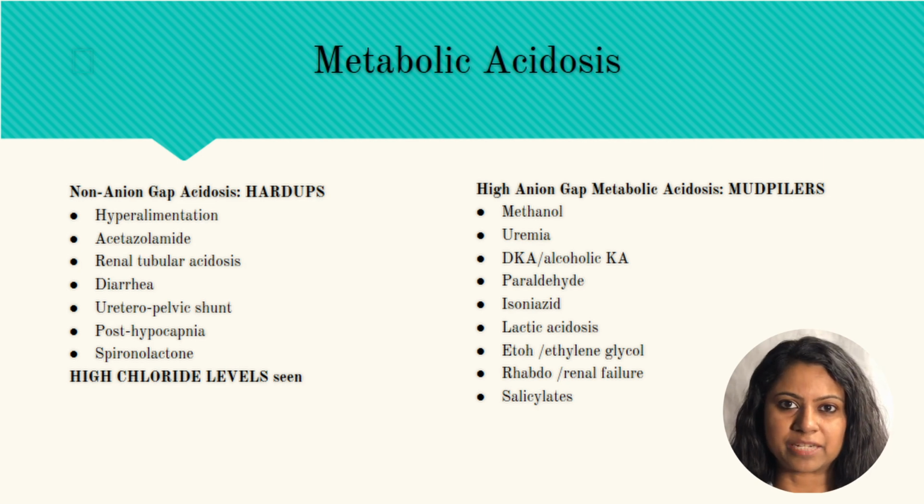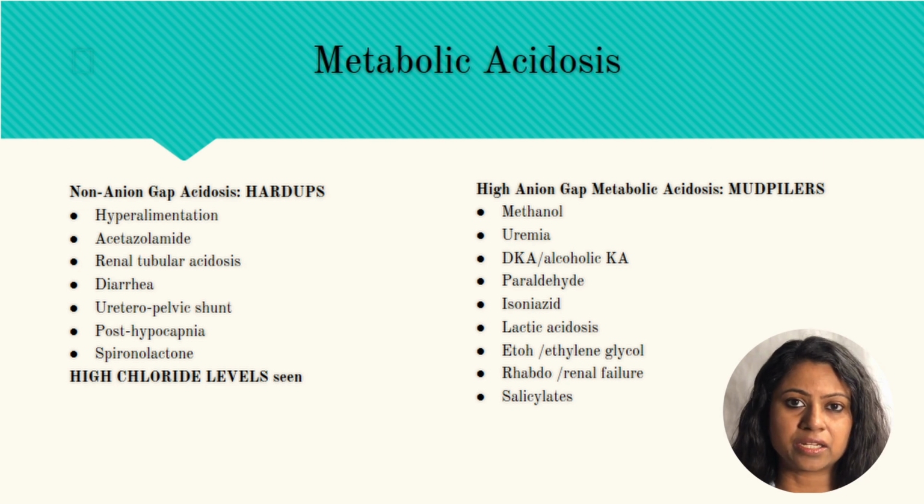Increased anion gap metabolic acidosis is characterized by an anion gap that is higher than 14. It can be remembered by the mnemonic MUDPILERS. Common causes of increased anion gap metabolic acidosis include renal failure, diabetic ketoacidosis, and ethylene glycol poisoning.